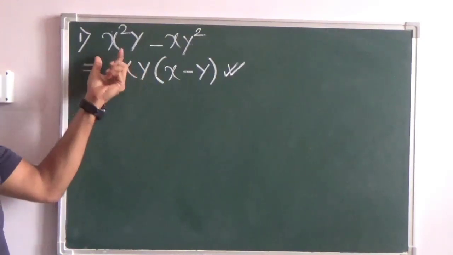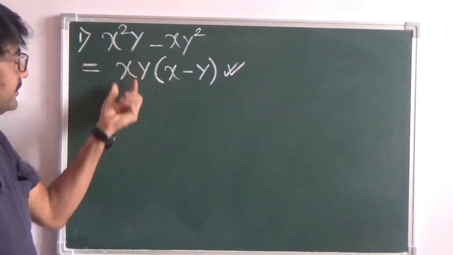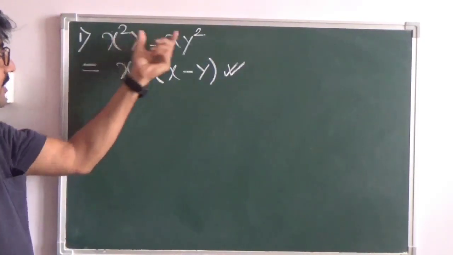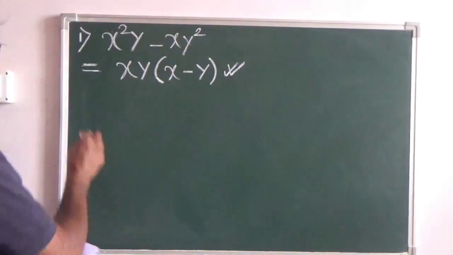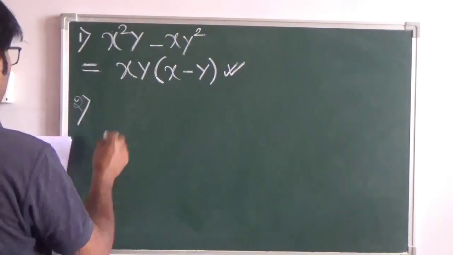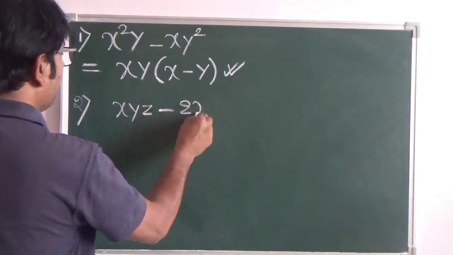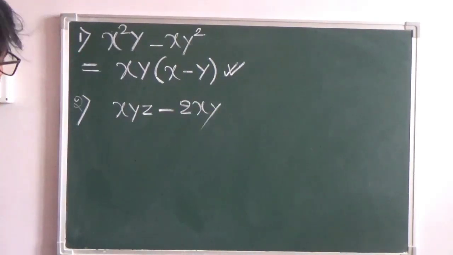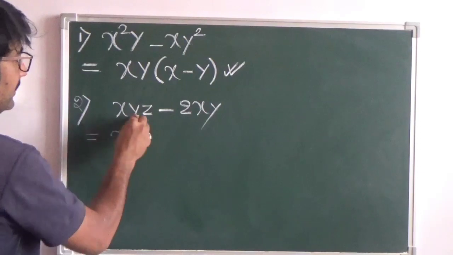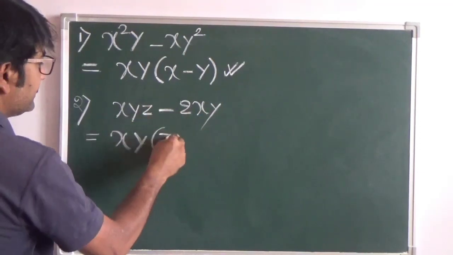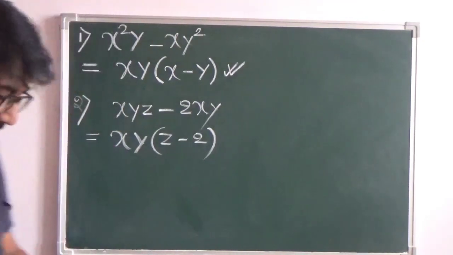Very simple: you take the HCF of both the terms, then take the HCF common and divide each term by its HCF and write the quotients inside the closed brackets. So that is question number 1. Let's move on to question number 2. This is xyz minus 2xy. Again, if you see both the terms, which is the common factor? x is a common factor, write x. y is also a common factor, so you have z minus 2. This is number 2.